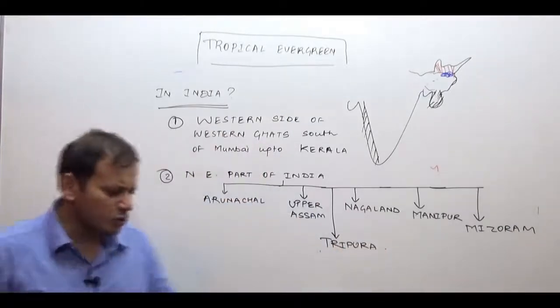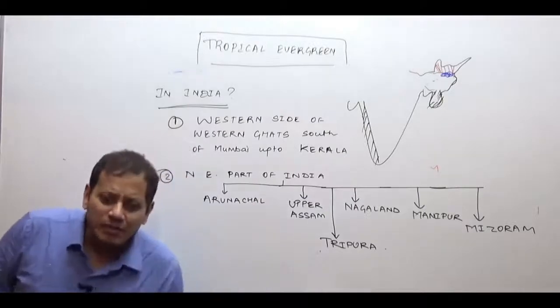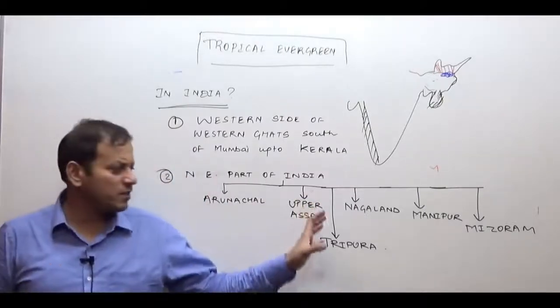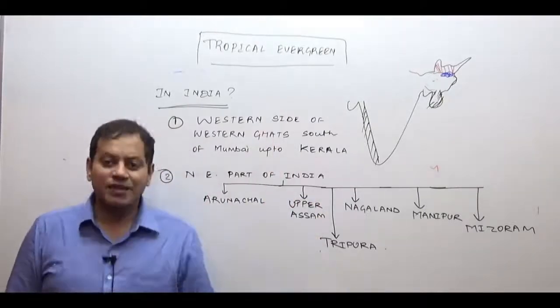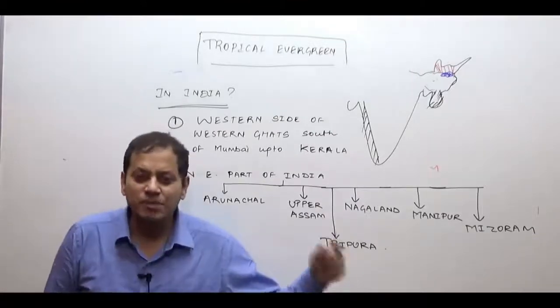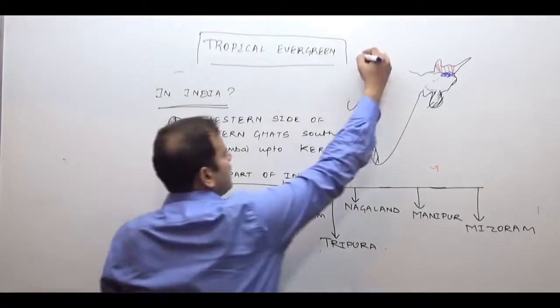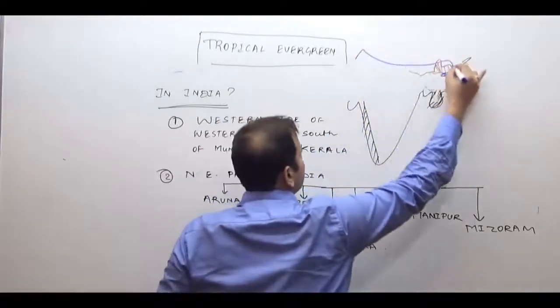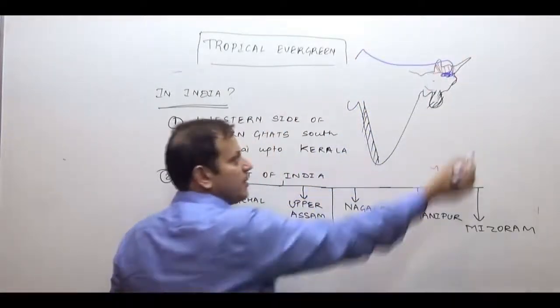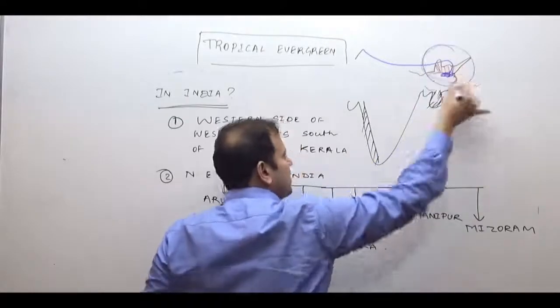Now this is too much of actual data. How to remember this? Remember Arunachal Pradesh and the states of Northeast. When I say Arunachal Pradesh, which part of the Himalaya is it? Eastern Himalaya or the Western Himalaya? This is the Himalayas. Is it the Eastern Himalayas or the Western Himalayas? That means the Eastern Himalayas.